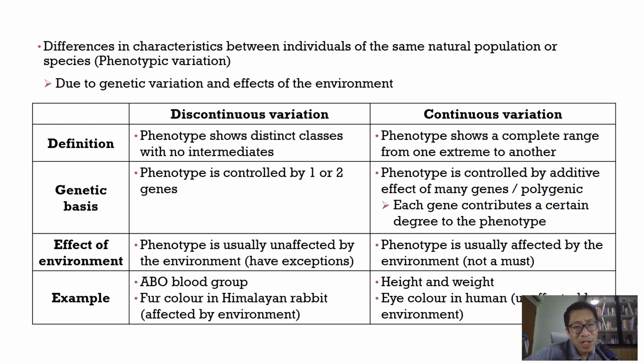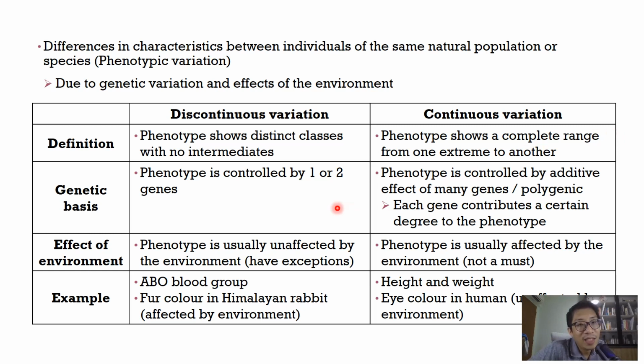There are two types of variation that you'll be looking at: continuous and discontinuous variation. For the discontinuous variation, as the name implies, the classes of phenotype are distinct, discontinuous, no intermediates, right? Whereas for the continuous variation, there are no distinct classes. The phenotype has a continuous range between the two extremes.